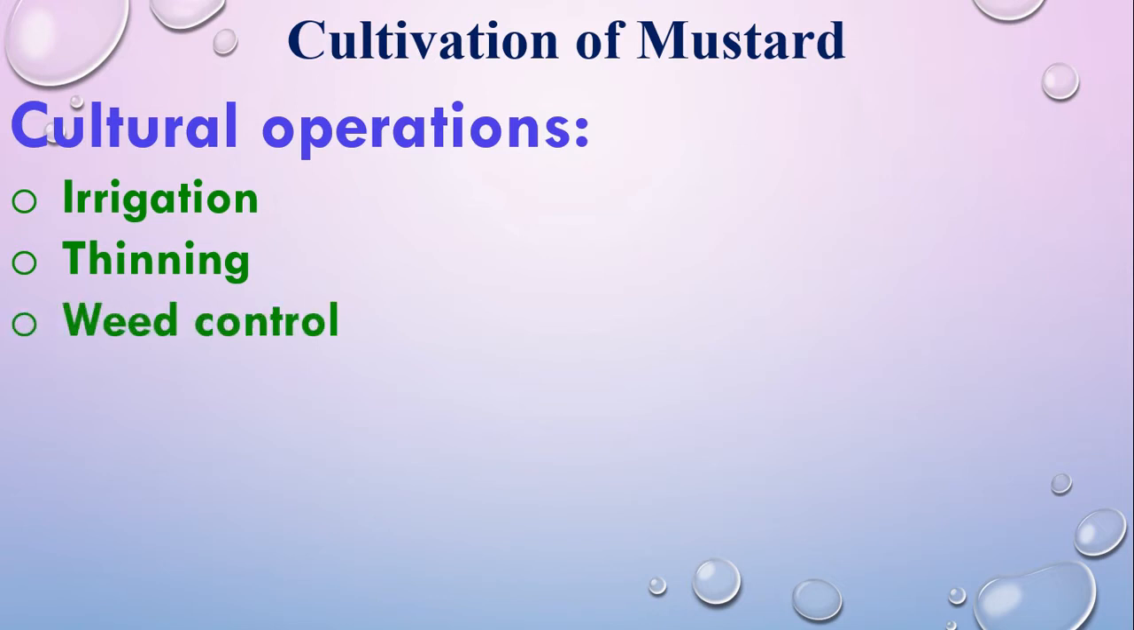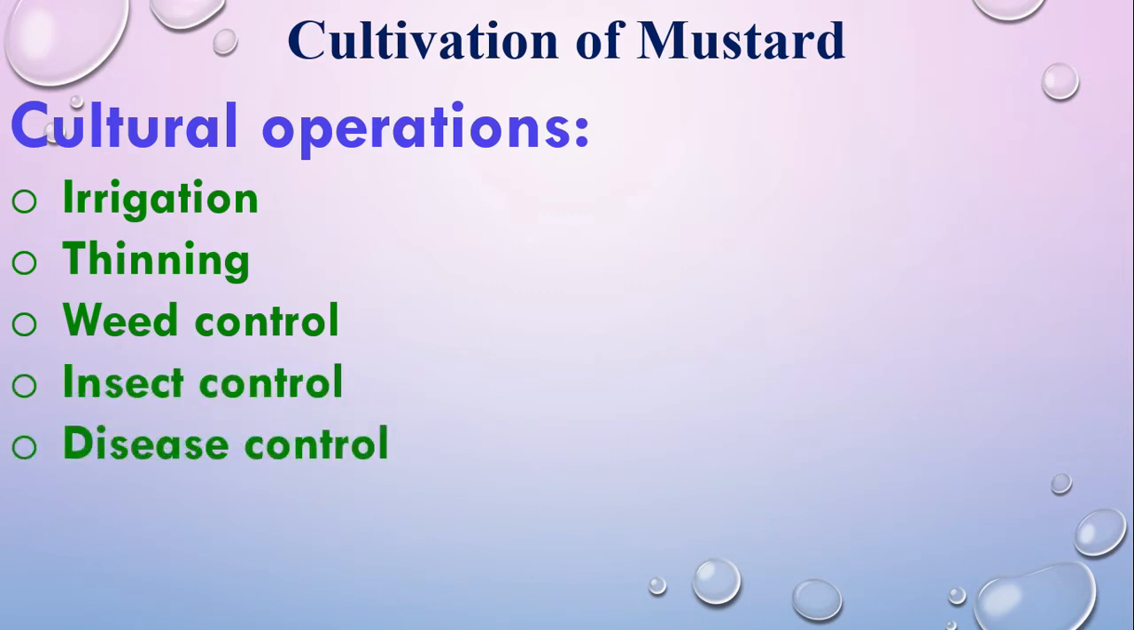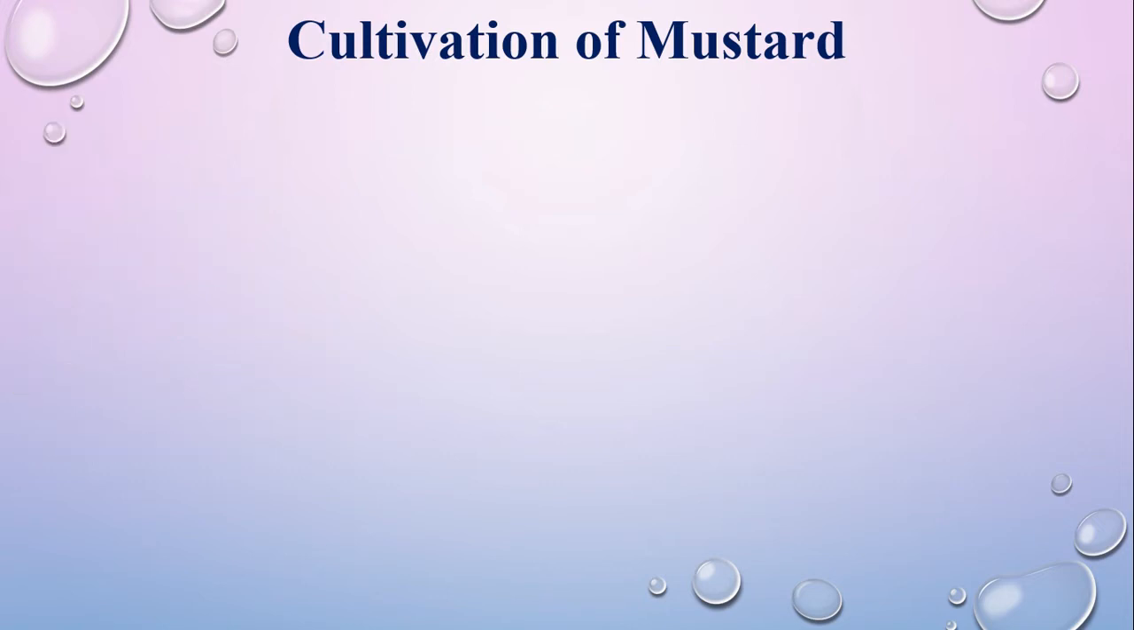Next point is weed control. As soon as weeds are found in the mustard field, they should be uprooted. Weeds can be controlled during thinning. In land where infestation of Orobanche is found, it is better not to cultivate mustard for two successive years in that field. You have to maintain weed control properly. Next are insect control and then disease control. We will discuss them later, after this slide.